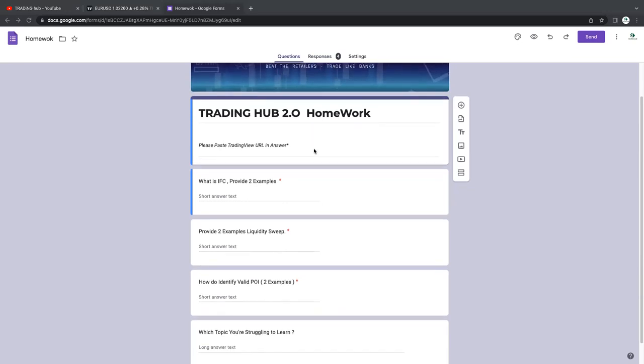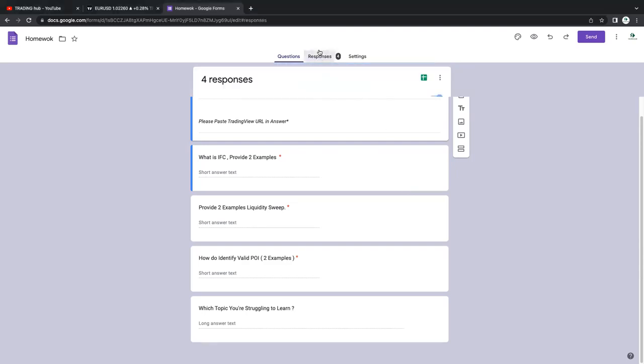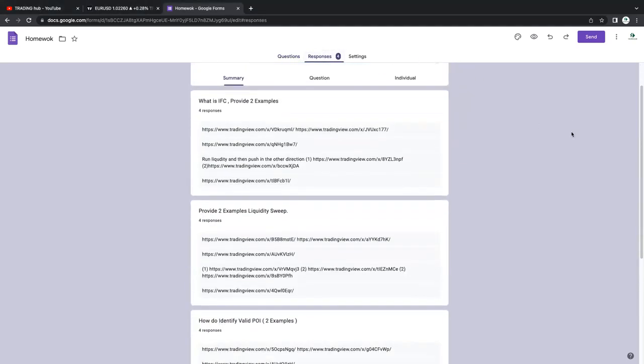So I gave generally three questions. In the first question, I want to ask what is IFC, institutional funding candle. Provide two examples. In the second question, two examples about liquidity sweep. And the third one is how to identify a valid POI. So few people responded to this homework, so I will study one by one. Let's open the first chart.